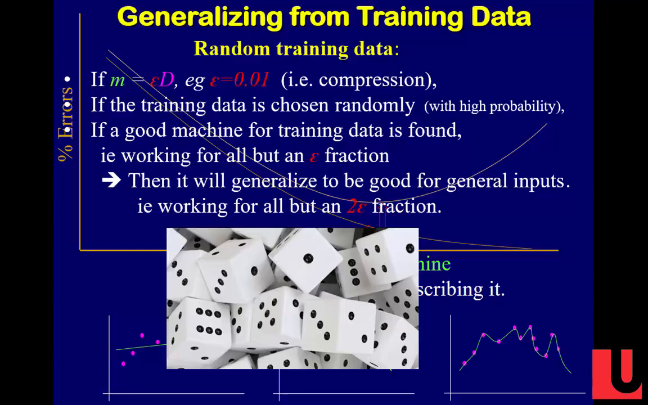Now, here's one theorem, and what is it saying? We're saying, when do we get a good answer for the general data, general inputs? When do we get a good answer? Well, it's a theorem, and there aren't that many theorems around. So this is one of the theorems. It says, if your M is a little bit smaller than D, and if you choose your training data randomly, and you find a good answer for the training data, then that answer will work well for the general thing, right? There are a bunch of ifs there. If you check off the 3 ifs, then it works.